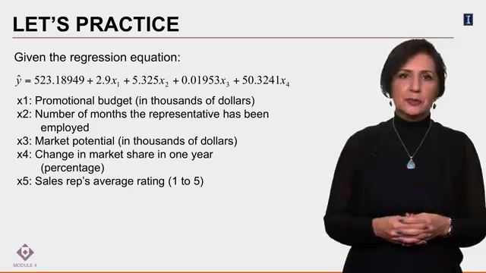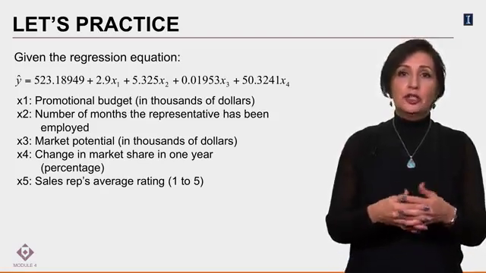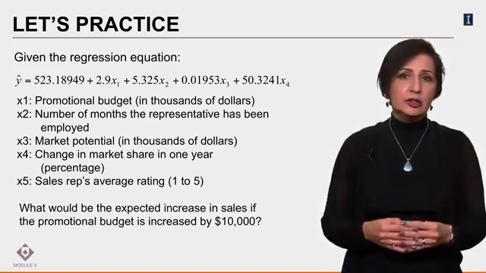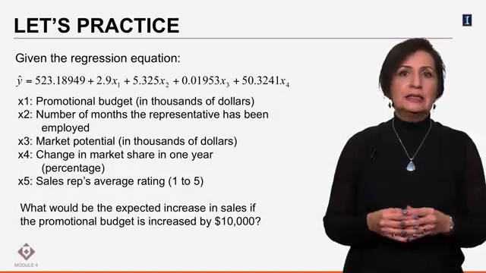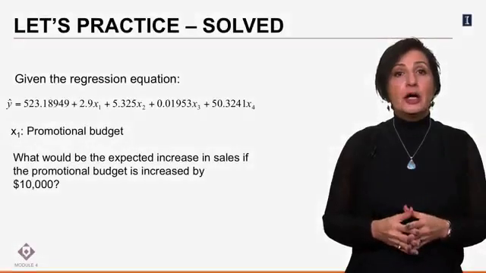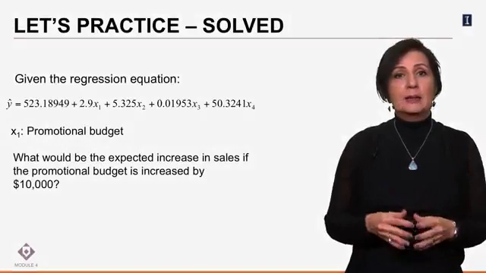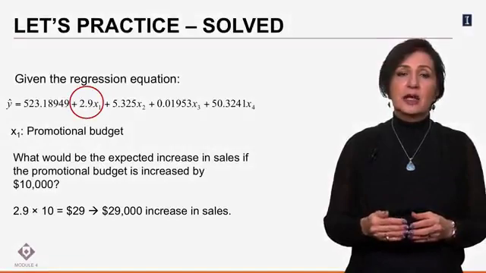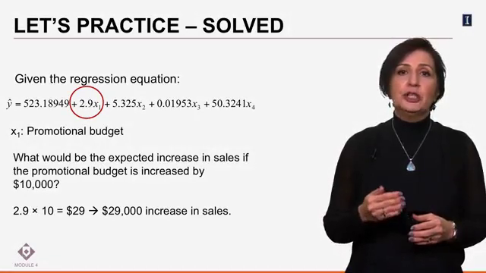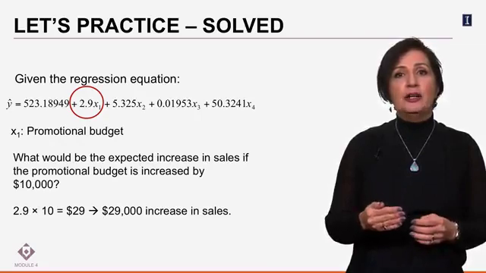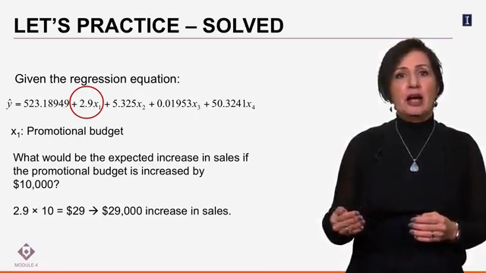Now let's practice. Given the regression equation we just developed, what would be the expected increase in sales if the promotional budget is increased by $10,000? X1 is the promotional budget and has a positive coefficient of 2.9. To answer the question asked, a $10,000 increase will be entered as 10, and that would result in an additional value to the sales of $29,000.